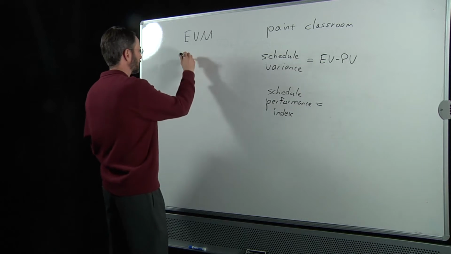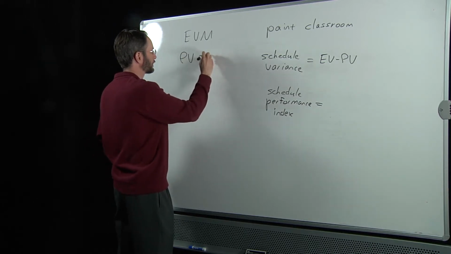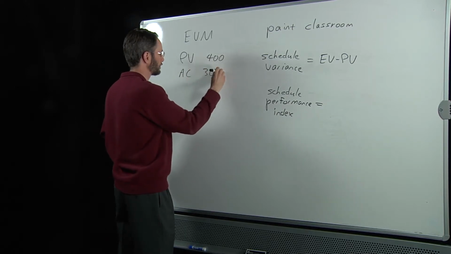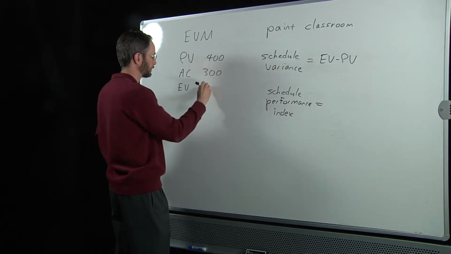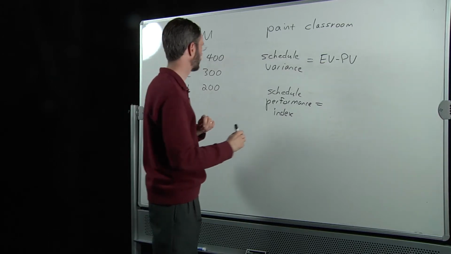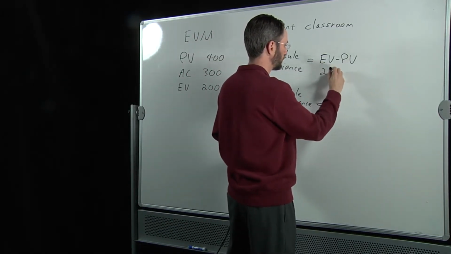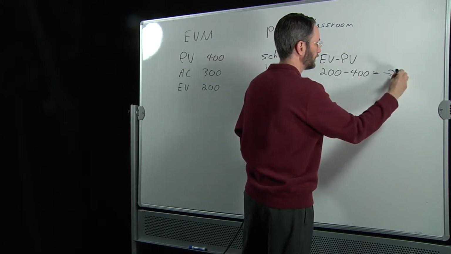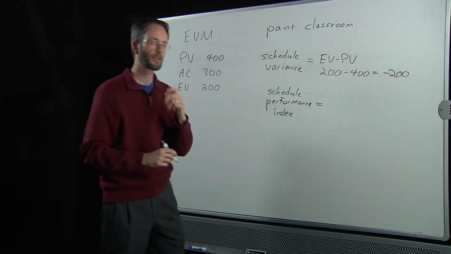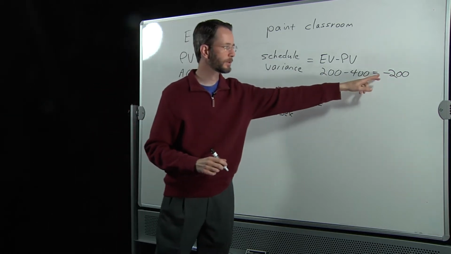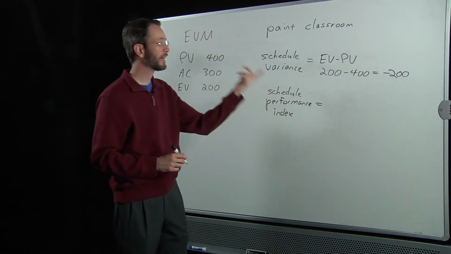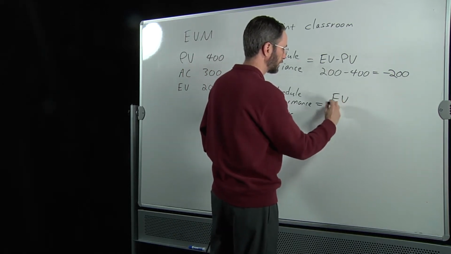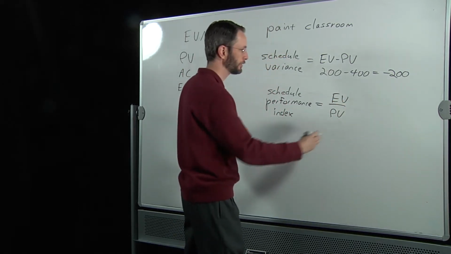Back to our numbers, which I just erased. Planned value was 400, actual cost 300, and earned value was 200. So here's this 200 minus 400, negative 200. Just like the cost measures, negative numbers are bad. That means we are behind schedule. Similarly, we take earned value, divide it by planned value.